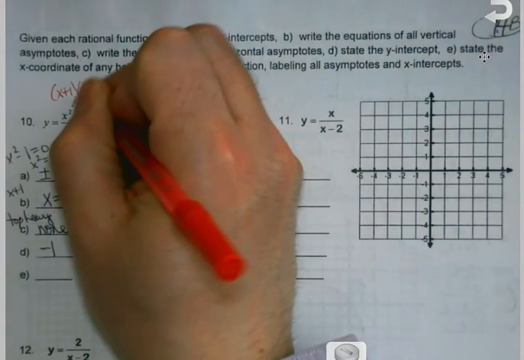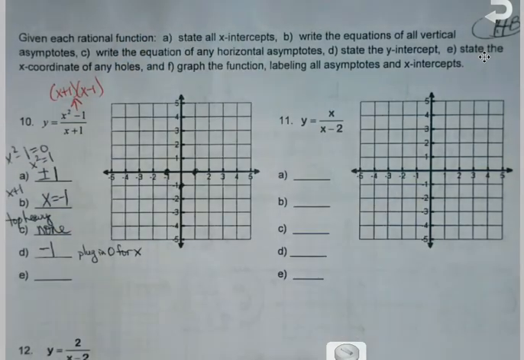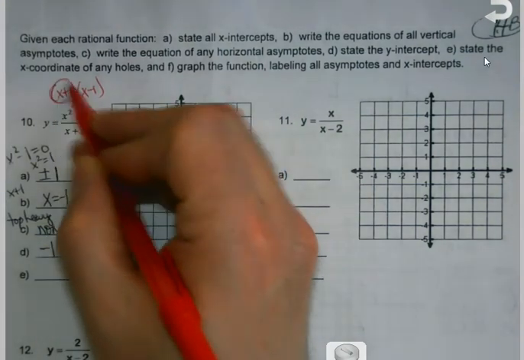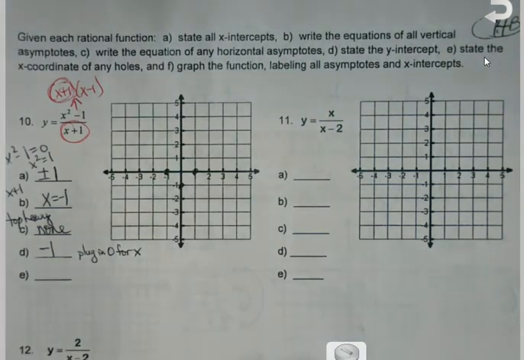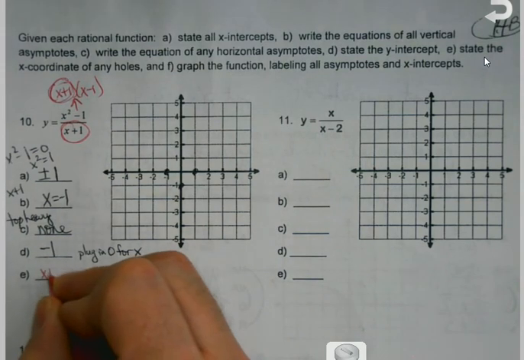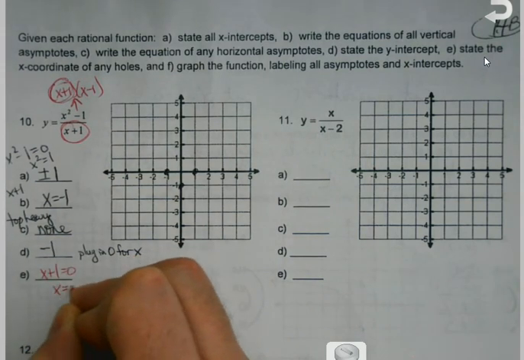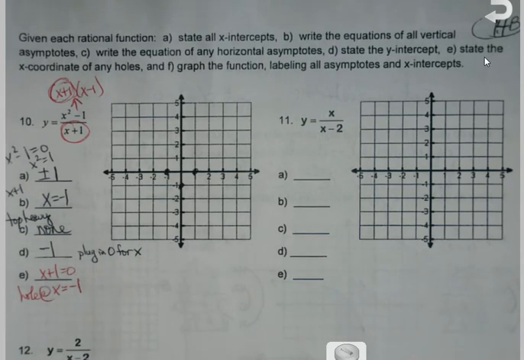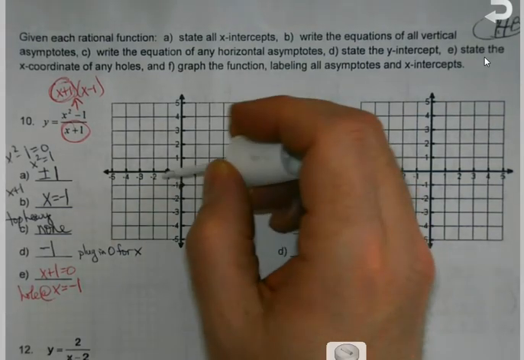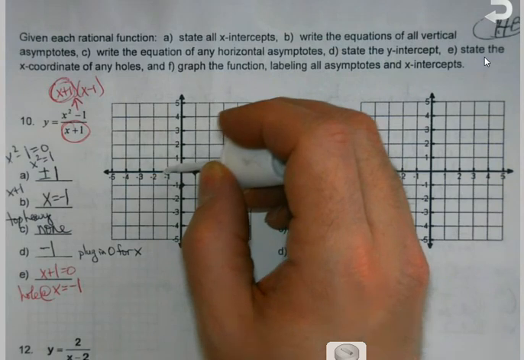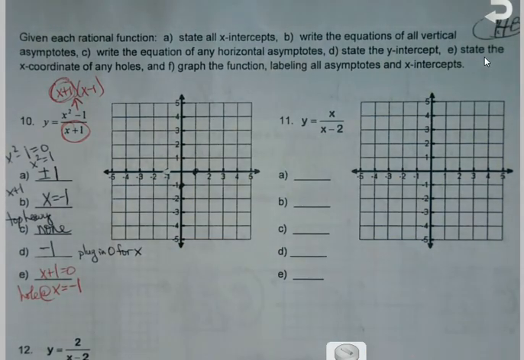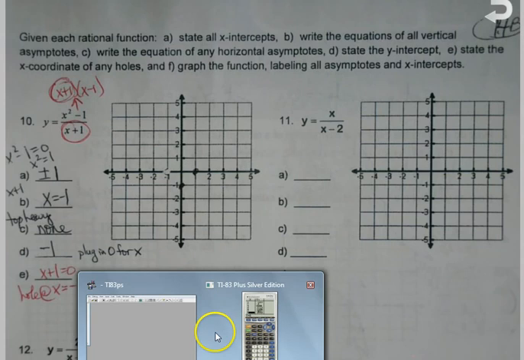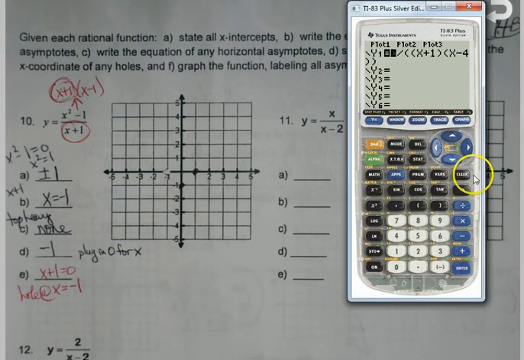X plus 1, x minus 1. I look and I go, hey, they have a common factor. The common factor is x plus 1. Means I have a hole at x equals -1. Now that means two things for me, actually. First thing it means is that point's not there. Second thing, more than likely, is going to be, when we look at the picture in a minute, that I'm not going to have an asymptote there. But let's check and find out.